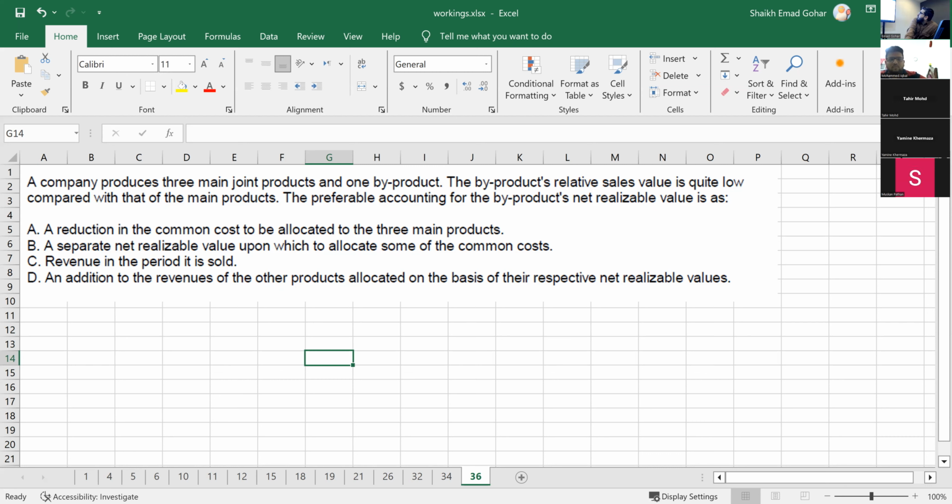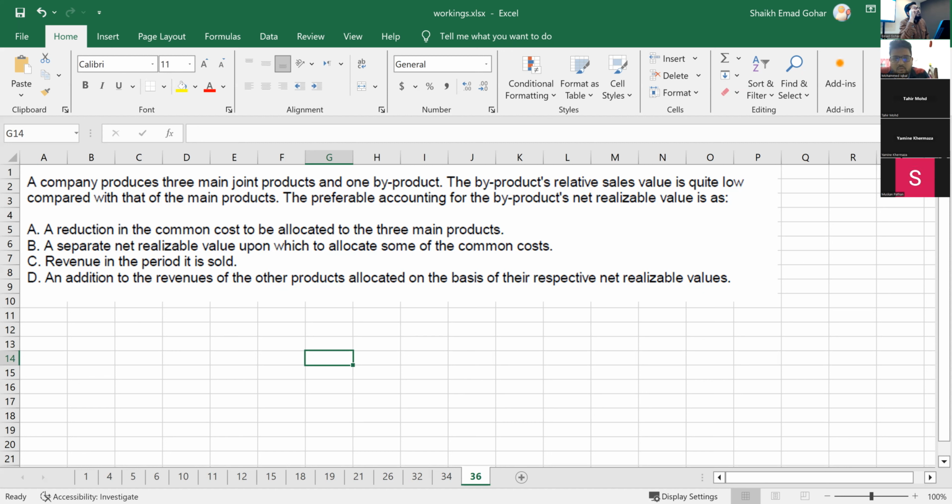Okay, see, they say the byproduct's relative sales value is quite low. Getting it? So it means we should not record any revenue. I mean, there is a possibility you can record separate revenue from byproducts, but in this question they say it is very low, immaterial. So you should not select option C. But if they say the sales from the byproduct are very high, then C can be the answer also. But here it cannot be the answer, because there is a very low sales value.